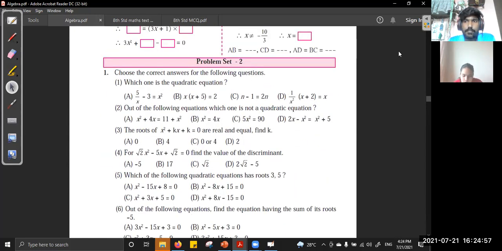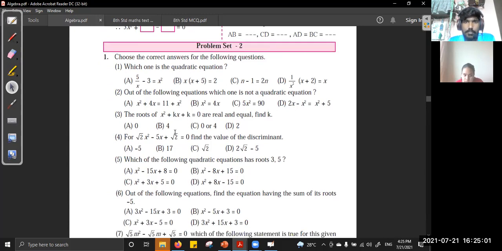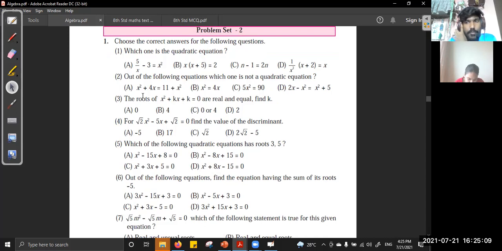So then we're not doing it now. No, we'll do problem sums, but not now. We'll do the problem set first, and from the problem set I'll give you homework. Let's see how much time we take for the problem set. Accordingly, we'll decide on the problem sums.